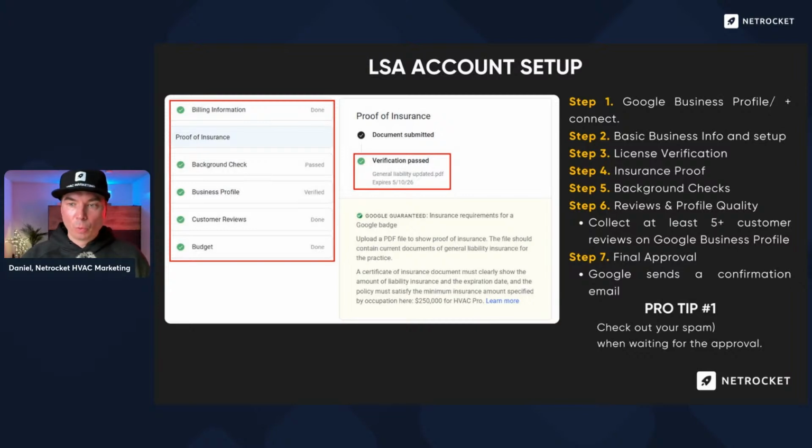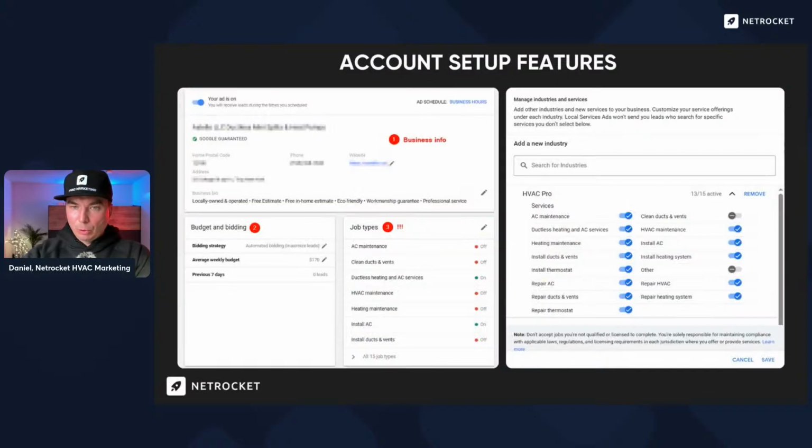And the pro tip number 1 here is to check your spam when waiting for an approval. Sometimes it goes to spam and you just miss it and sit there waiting when it's already there. So this is the basics. When you pass everything, you just need to set up the account.